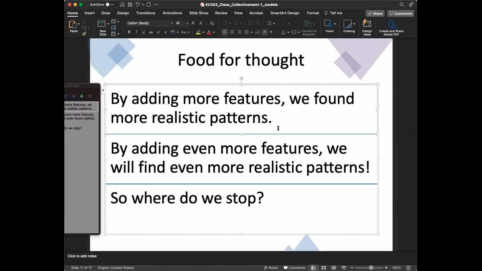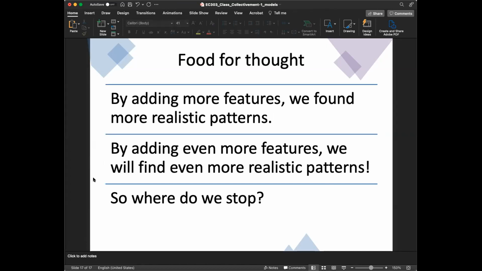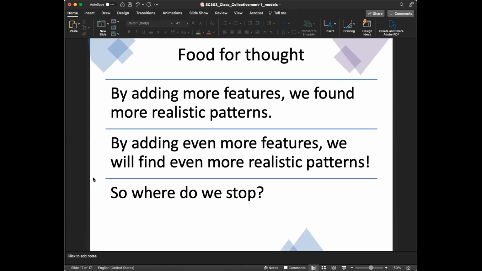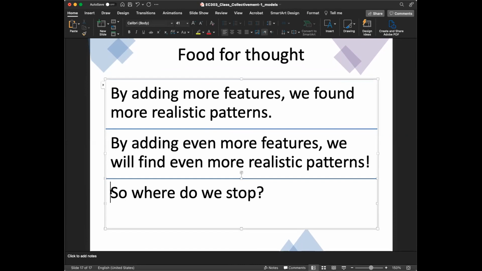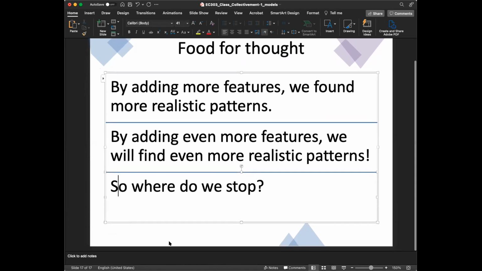So of course, therefore, we also found more realistic patterns. For example, I don't think you would find this torus pattern in the example of the Vicsek model at all. So by adding more features, we found even more realistic patterns. The question one can ask, which is a useful thing to think about in the context of any biological modeling, is, where do you really stop adding more and more features? That's something I want you to think about.